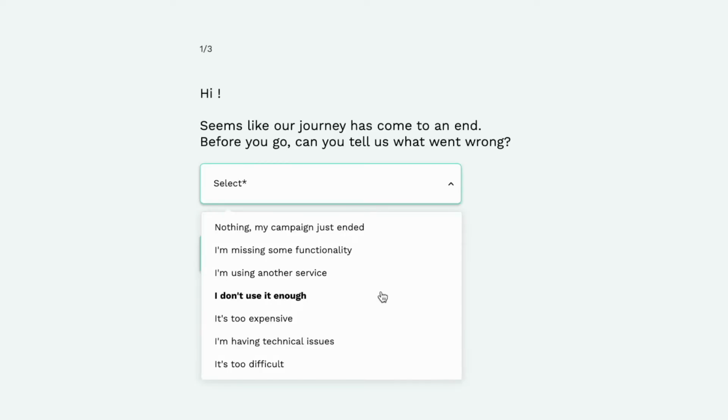Number 4, I don't use it enough. Fair enough. This category is specifically for those people that have forgotten to cancel their subscription. I don't know about you, but at the end of every quarter, I go through my payments and I just cancel a bunch of things that I got excited about because I liked the website, or I saw an ad, or a friend recommended something to me, and I never came back to it.